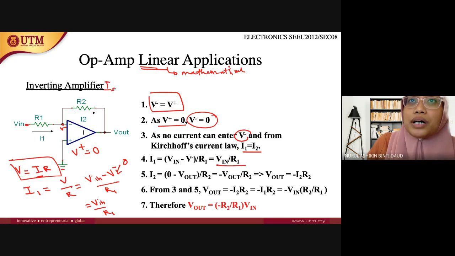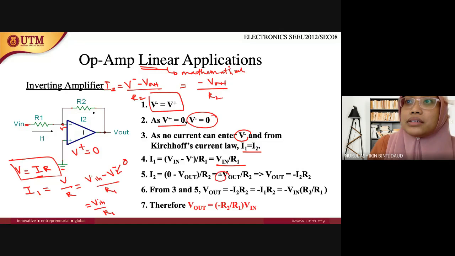So I2, usually it will be V minus, the potential difference, right? V minus minus V out over R2. Since V minus here is 0, it will become minus V out over R2. So that's why there is a minus here, because this is 0 and the potential difference here is usually smaller compared to here, right? So it is minus V out over R2, equals I2.